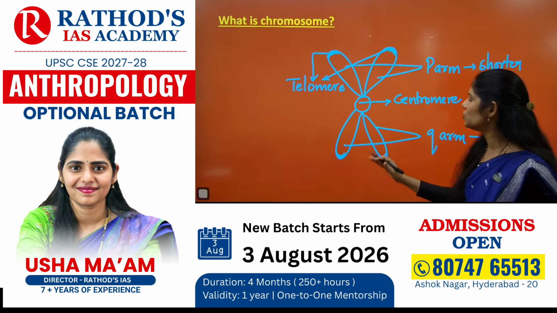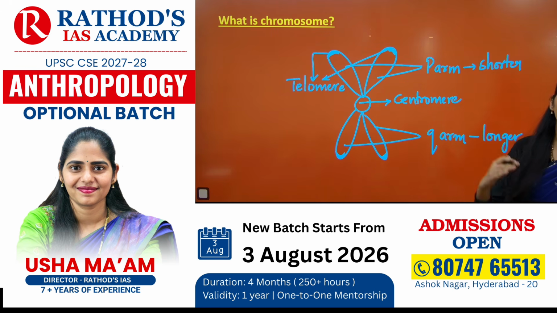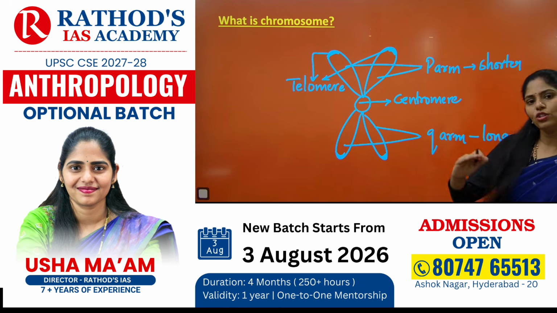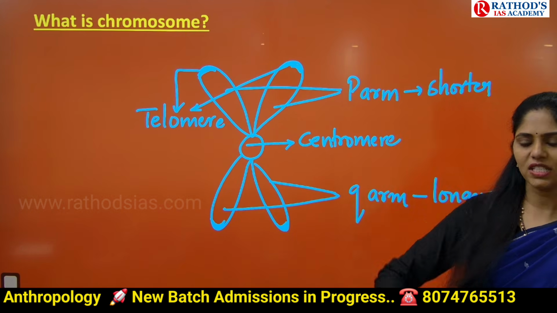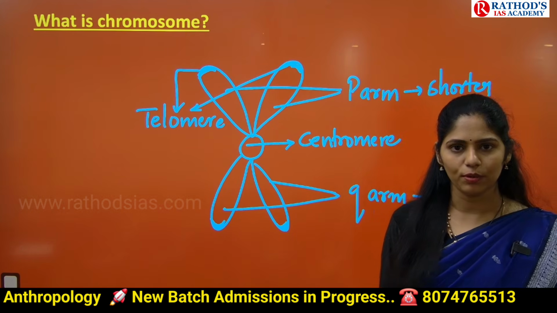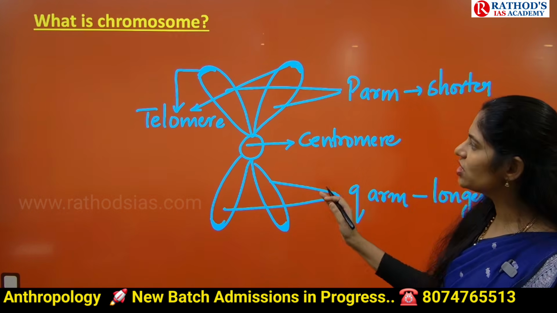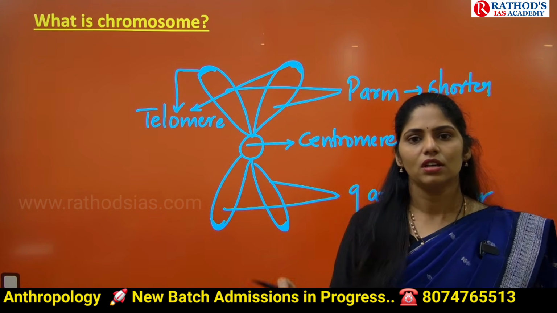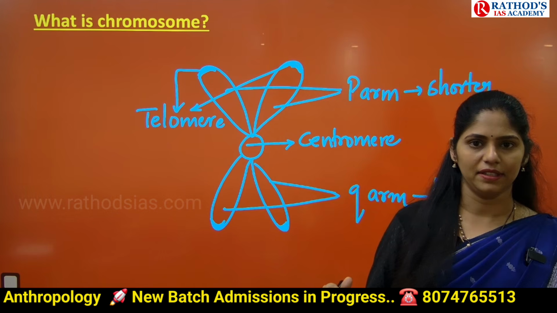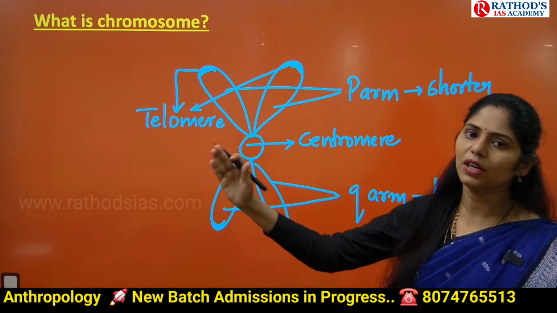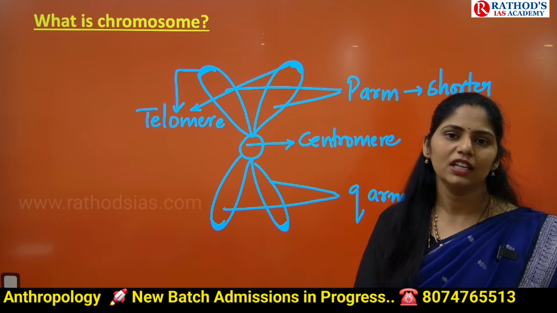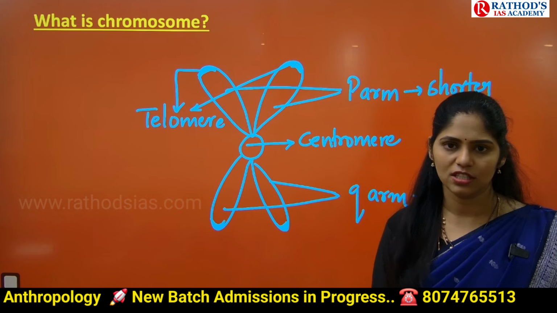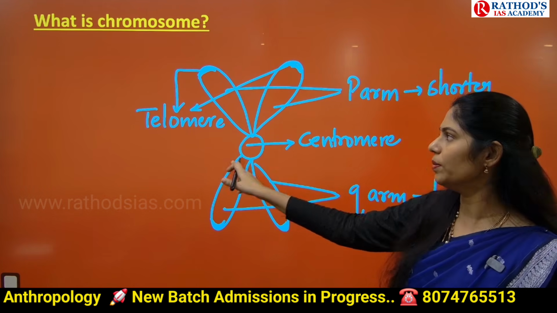What happens here is whenever the cell goes on dividing, because of that cell division only we can see there is a growth and development in our body. Then because of these repeated divisions, the arms of this chromosome will be decreasing. So based on that, we'll be getting that stage called aging and senescence. There again we'll discuss about this telomere.